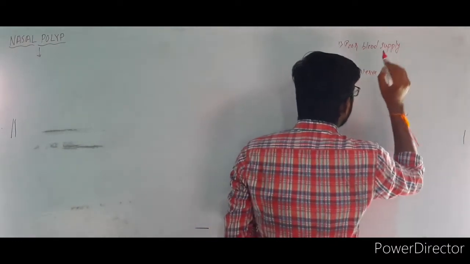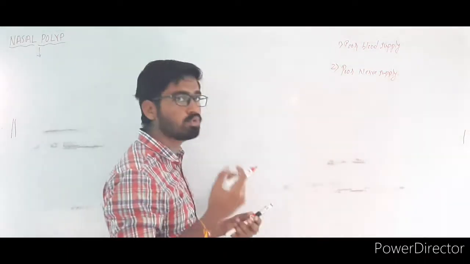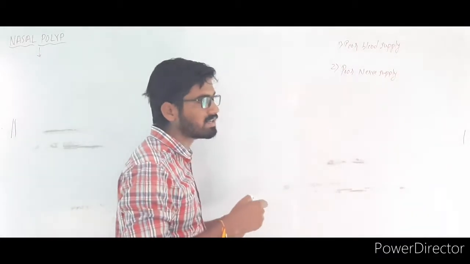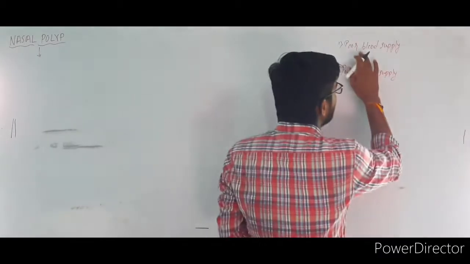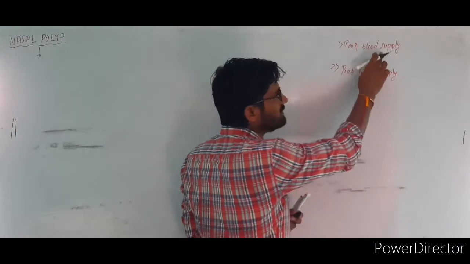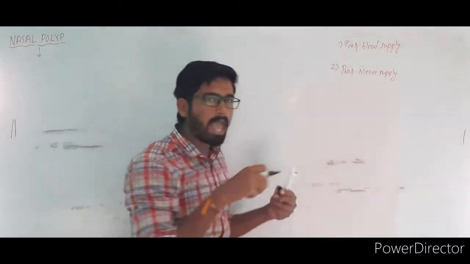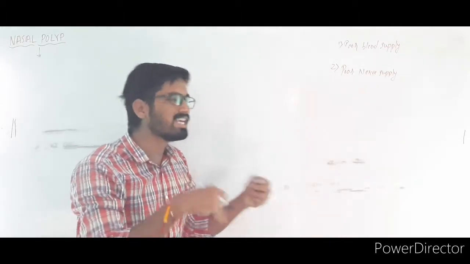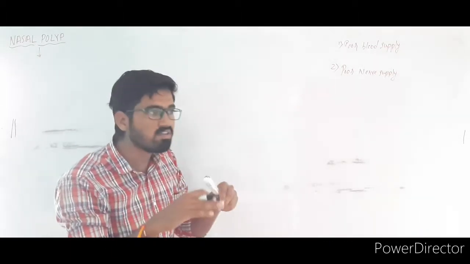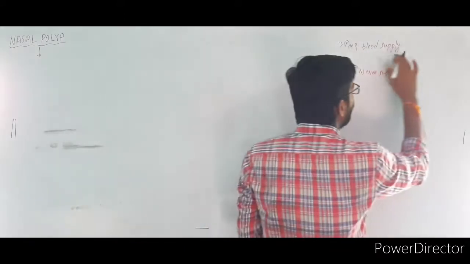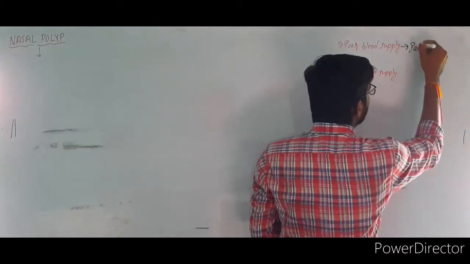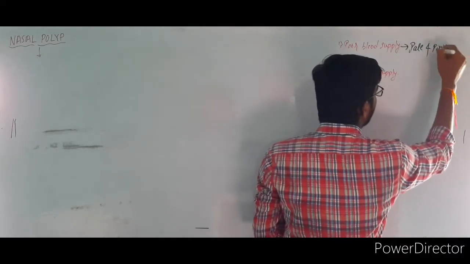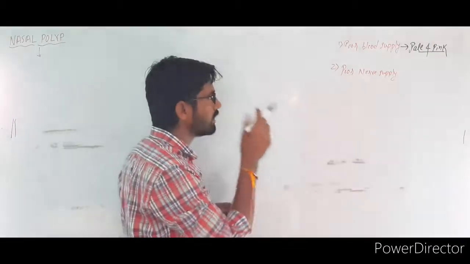Why am I telling this? Because these two things will help you to solve clinical cases. In the exam they will give you some clinical cases. Because of poor blood supply, how will it appear? There is not an adequate amount of blood, so the color will change. It will be pale, pale pink in color. So that is the appearance of this.